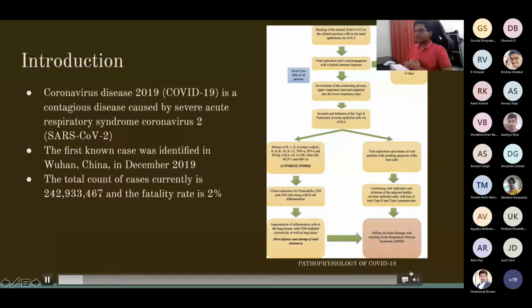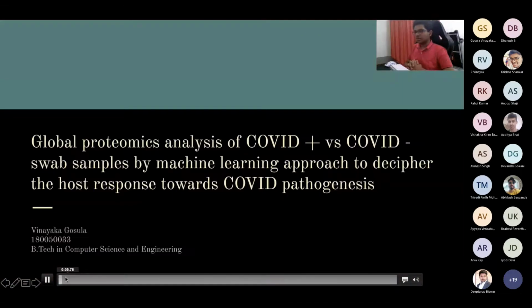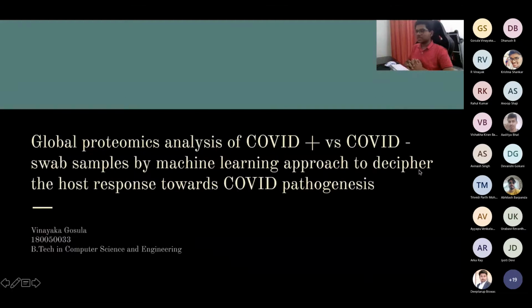In the video: the first case was identified in Wuhan, China in December 2019. I'm pursuing BTech in Computer Science at IIT Bombay. My project is global proteomics analysis of COVID positive versus COVID negative swab samples by machine learning approach to decipher the host response towards COVID pathogens.